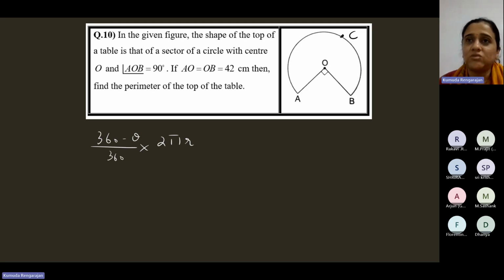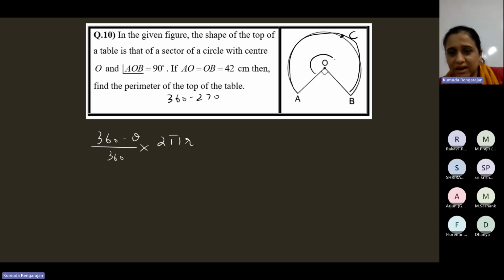So see, children, this is what I said. When you're using the formula 360 minus theta, don't write 360 minus 270. Here, theta is the angle in the minor sector. When you're finding the length of the major arc, you have to use the major sector angle. So write directly 270 by 360 into 2 pi r. Don't write 360 minus 270. That theta there is the minor sector angle. You should do 360 minus 90 if you want to use this formula.